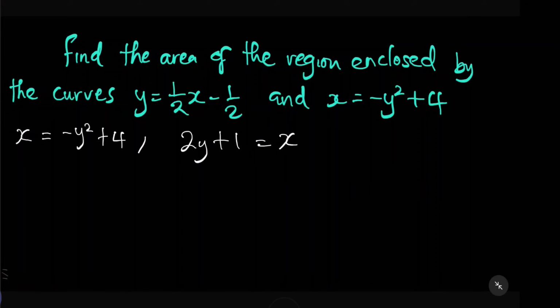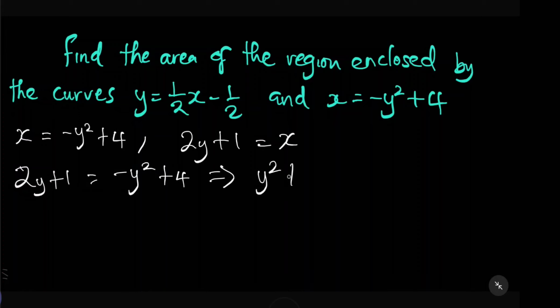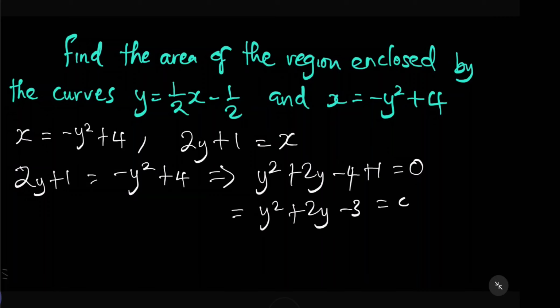So the next thing we are going to do is to equate the two expressions for x, just so that we can get the points of intersection. Equating the two expressions, we have 2y plus 1 equals minus y squared plus 4. This can be rewritten, if this goes over to here, as y squared plus 2y minus 4 plus 1 equals 0. And this is exactly the same thing as y squared plus 2y minus 3 equals 0.